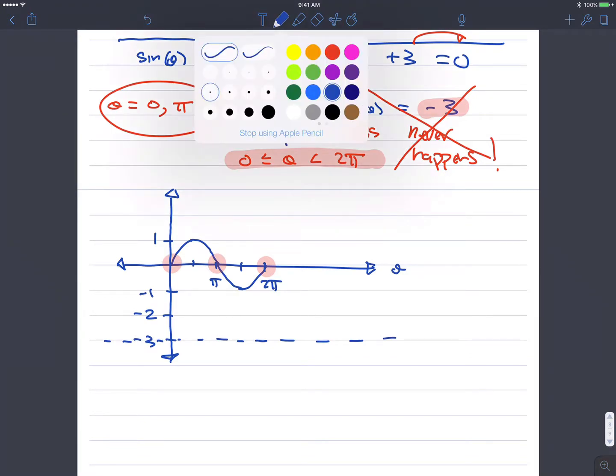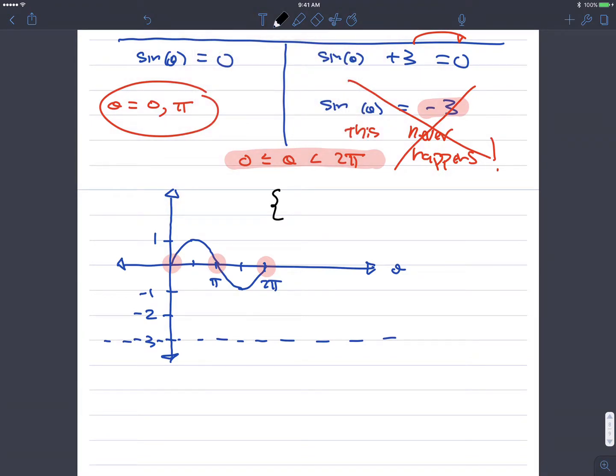So the moral of the story will be here, if they want a particular solution in the interval of 0 to 2 pi, if you're looking back at the book, you'll see set notation. Theta is 0, theta is pi, and you're done. This is your answer for your restricted domain of 0 to 2 pi.